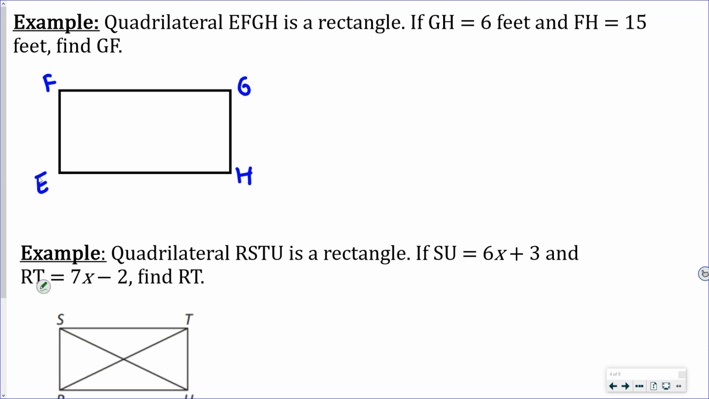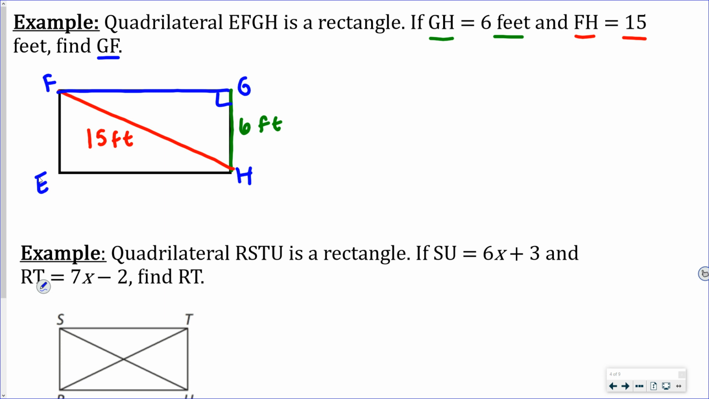Here's what we know. GH is 6 feet. FH is 15 feet. FH? We're talking about this diagonal. They want me to find GF. Idea. Okay, you're right. Why can we do Pythagorean theorem? This is a right angle, and it's creating a right triangle.